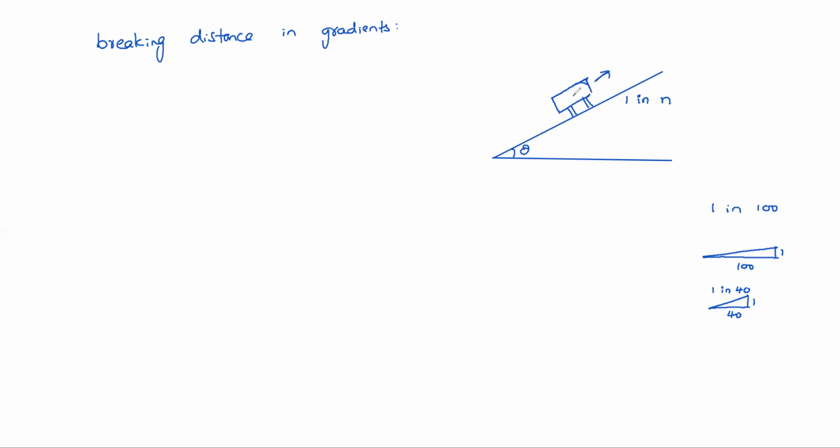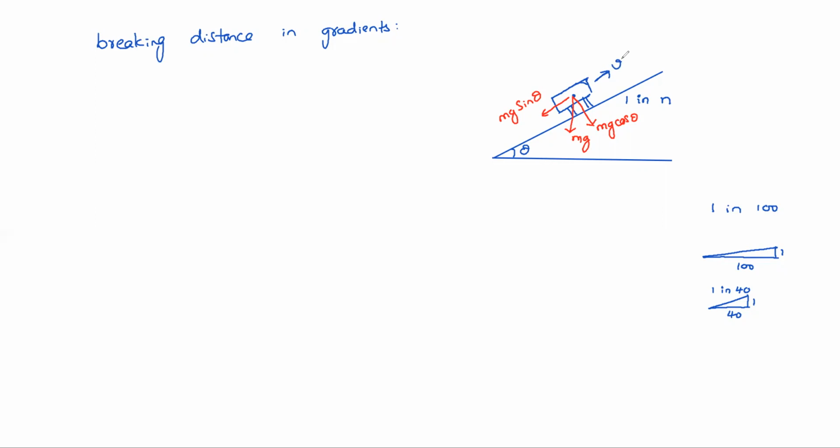Then what happens here? The vehicle weight always acts in downward direction. The normal component is mg cos theta, and this component is mg sin theta. Of course, vehicle velocity is v here. The vehicle is moving in the forward direction, I mean up gradient.